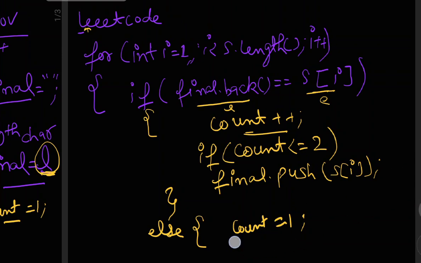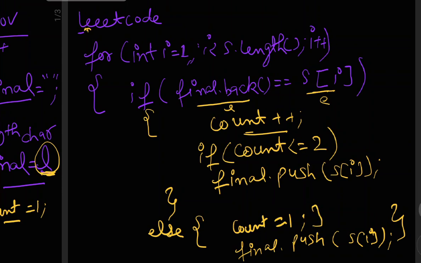current I, final dot push S of I. Okay. So look at this second character, which is E. E is different. So I will come in my else condition and I will say count of E is 1 and I will push my E inside this.